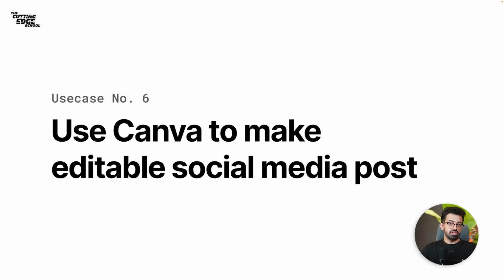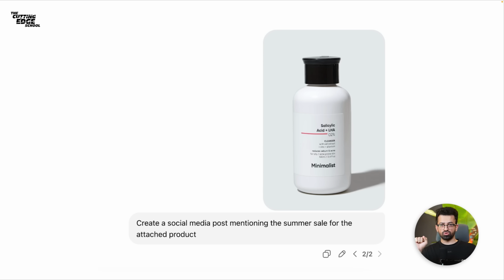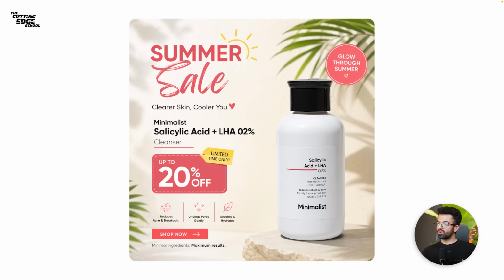Now for designers, this will be a very interesting use case. You can use Canva to make editable social media posts. What this means is that initially, we just gave the product. We used to write the prompt, create a social media campaign for the summer sale of the attached product, and it used to give this. But we were not able to edit the text, the font size, the padding, the colors, a lot of things. We needed to prompt and give it back, right?